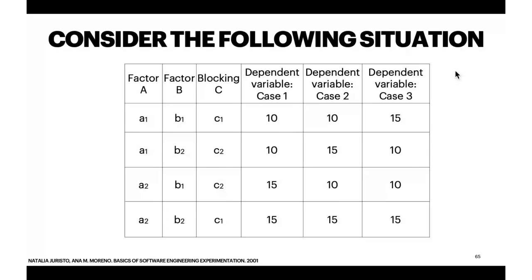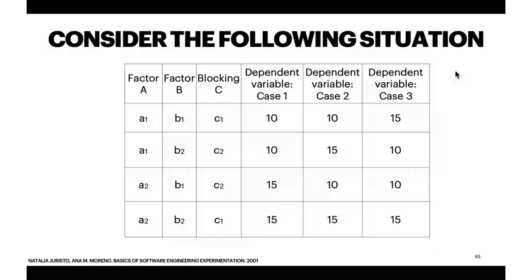Finally, let's look at case 3. In this case, we have again 10 and 15, but 15 occurs in the first row and in the last one, and 10 in the second one and in the third one. What could be the reason? What could we conjecture about the influence of our factors?